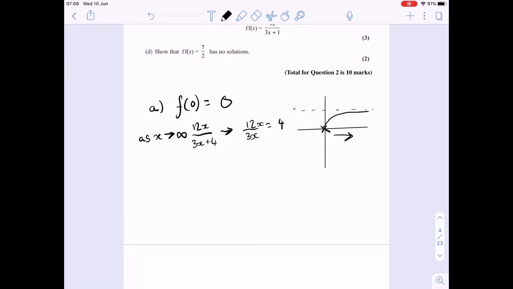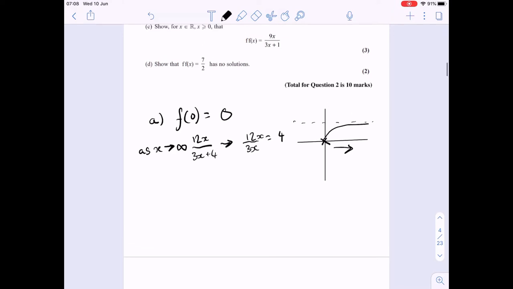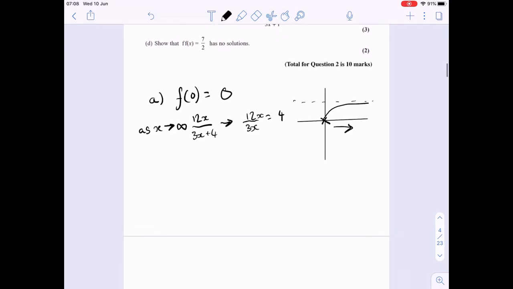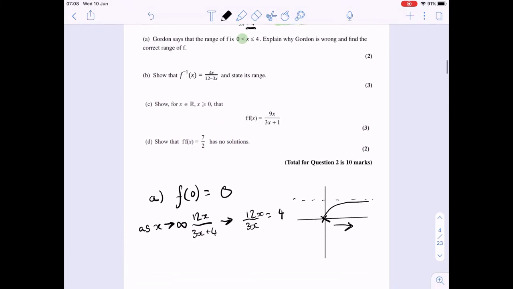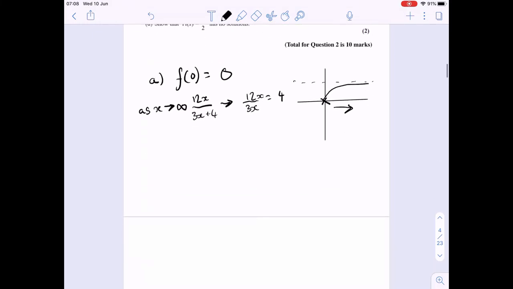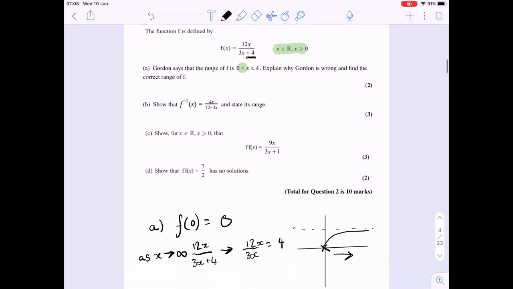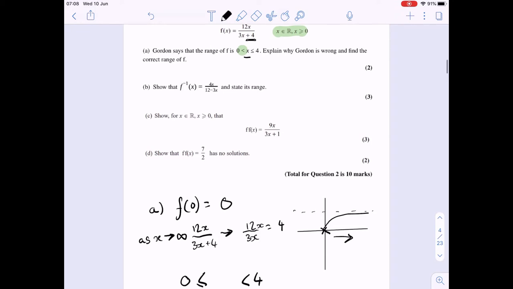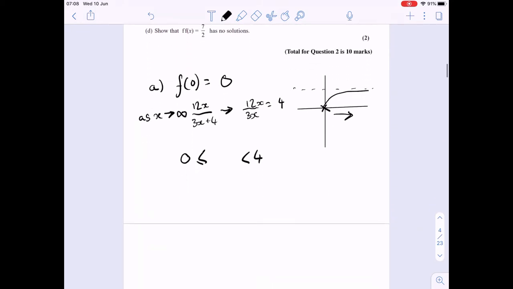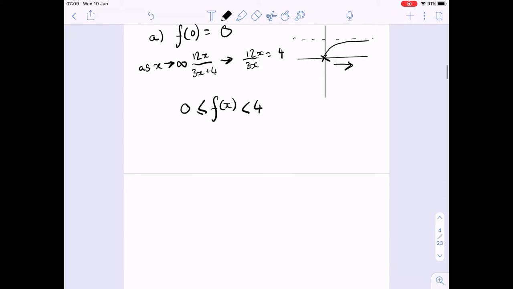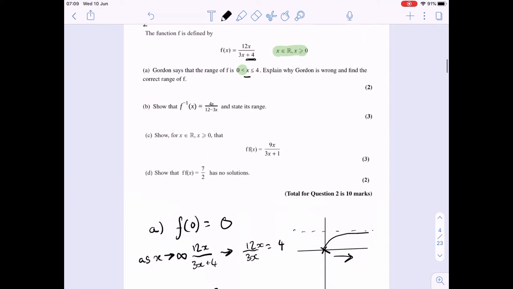And again, if you have a graphical calculator, then it will just plot it for you straight away. Now, the important thing here is it does not ever equal 4. It's getting closer and closer to that asymptote, so our range is going to be less than 4 and greater than or equal to 0. Now, the other thing they've used here is x, and that normally represents the domain. So to represent the range, I'm going to use f of x.